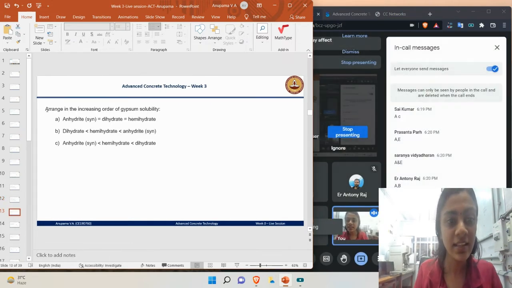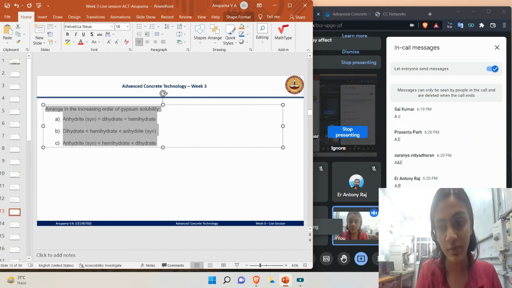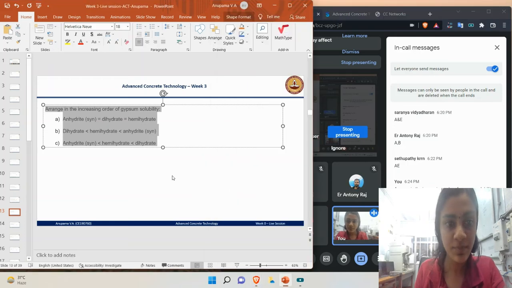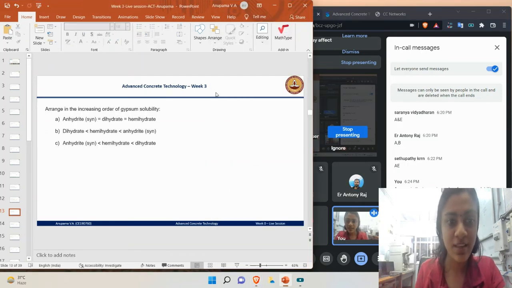Arrange in the increasing order of gypsum solubility. Gypsum, or calcium sulfate, is available in different forms: hemihydrate, dihydrate, or anhydrate. I can rephrase this question as: arrange in the increasing order of calcium sulfate solubility.